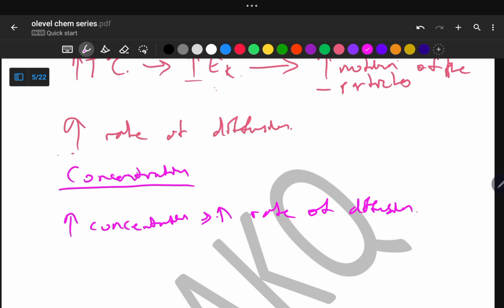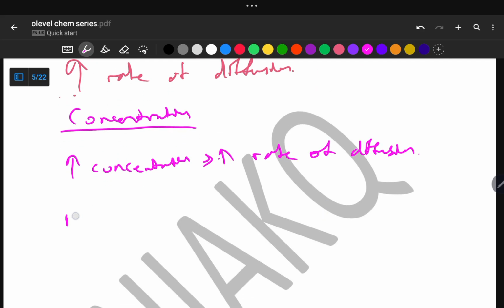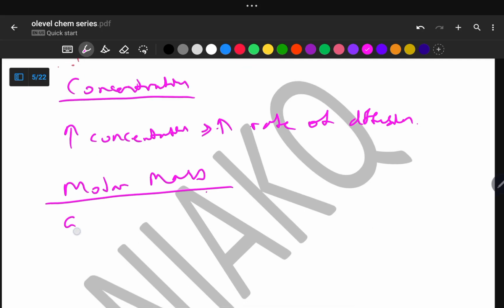And the opposite is true, right? So you're saying that the lower the concentration, the lower the rate of diffusion. And then lastly, we go to molar mass. This one is defined by what we call Graham's law of diffusion. So what does Graham's law of diffusion say?